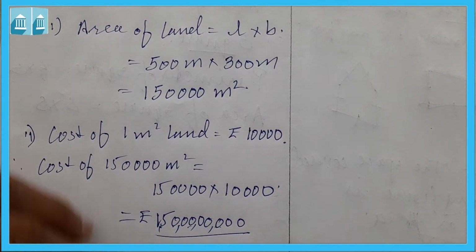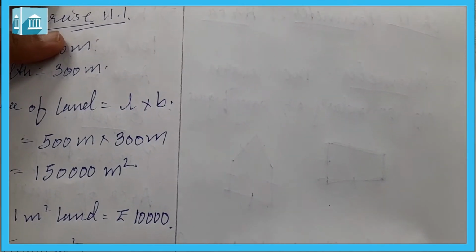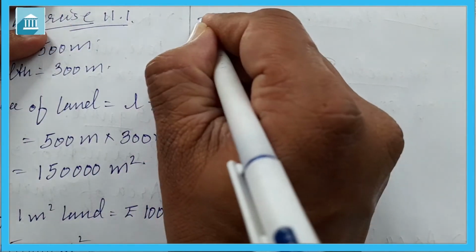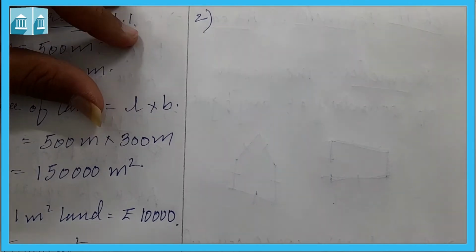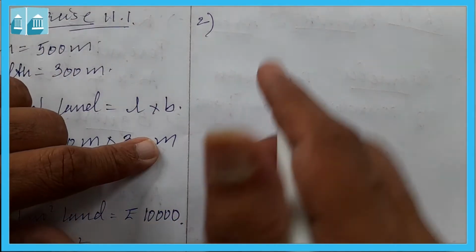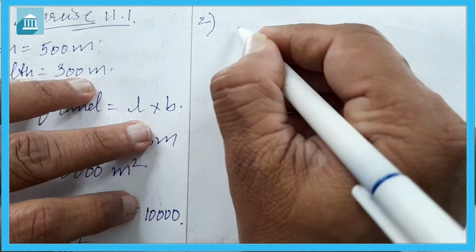Now let us see question number 2. Question number 2 is: find the area of a square park whose perimeter is 320 meter. Here perimeter is given.